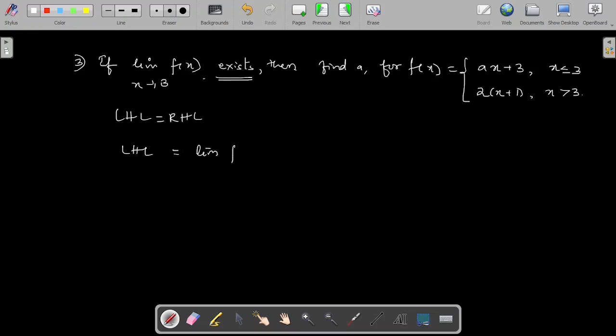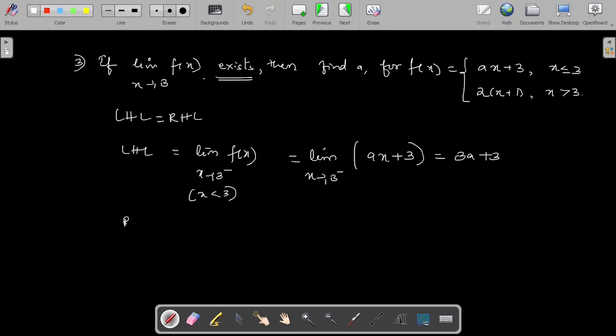Limit of f of x as x tends to 3 from the left, means x is less than 3. When x is less than 3, I will choose this function, that is the limit as x tends to 3 from the left of ax plus 3. Substitute now x equal to 3, 3a plus 3. This is LHL. Now RHL is equal to the limit of f of x as x tends to 3 from the right, x is greater than 3. When x is greater than 3, I will be choosing this function.